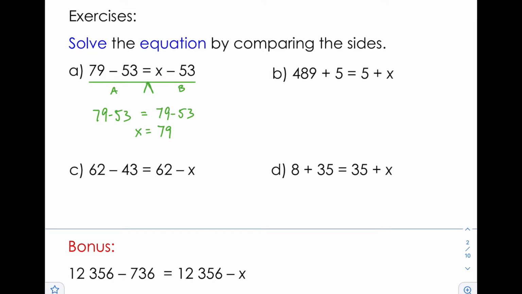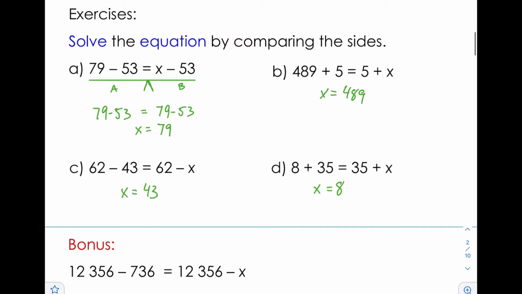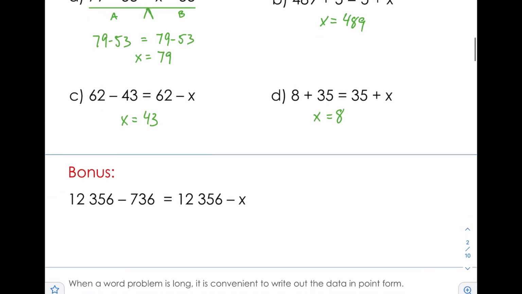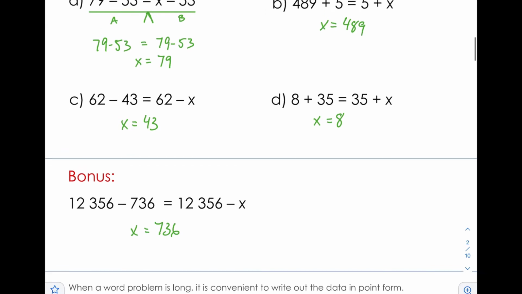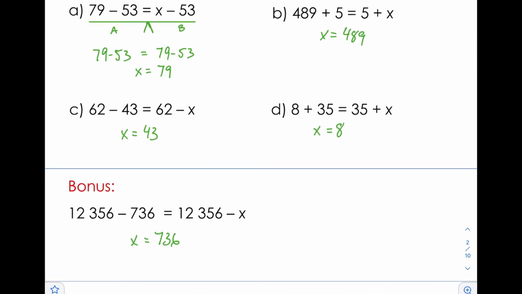Here, x would be equal to 489. Here, x would be equal to 43. X is equal to 8, because 8 plus 35 is the same thing as 35 plus 8. And in the bonus, x is equal to 736. Please check in with your teacher if you're a little bit unsure about that.